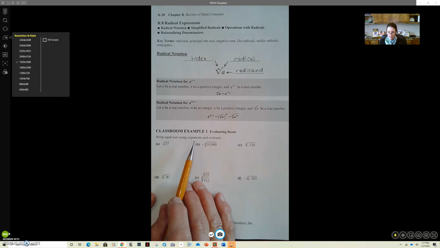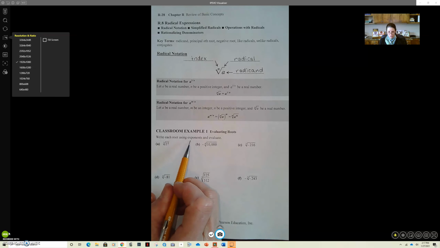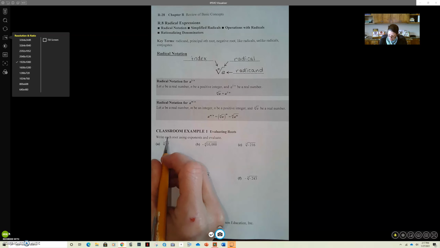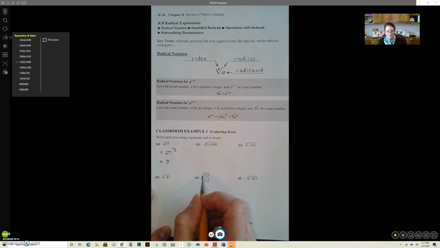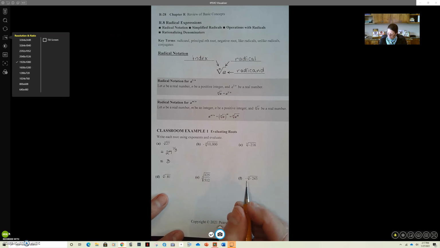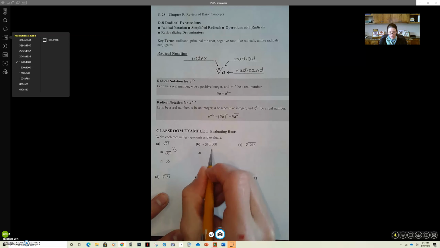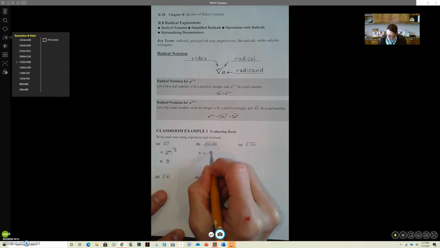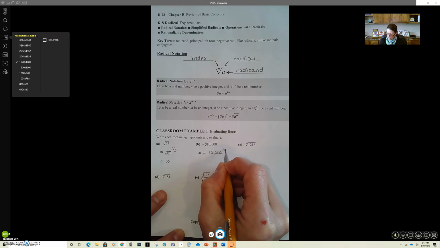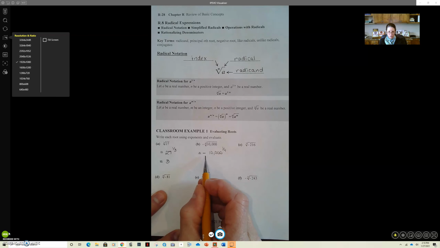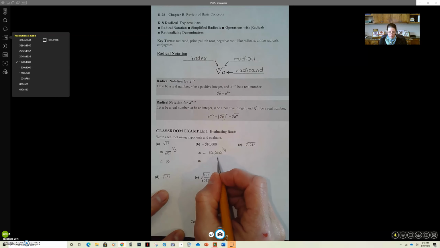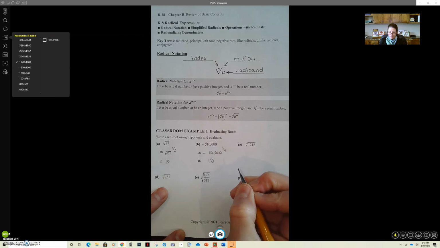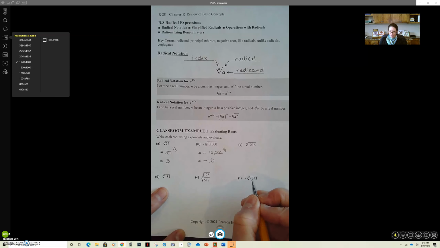If we look at classroom example 1, we want to write each root using exponents and then evaluate. The cube root of 27 is 27 to the 1/3 power, and that is 3, because 3 times 3 times 3 is 27. The negative of the 4th root of 10,000, we can write that as 10,000 to the 1/4 power with a negative symbol out in front. This is asking what number times itself four times is 10,000. That is 10. And don't lose your negative symbol.